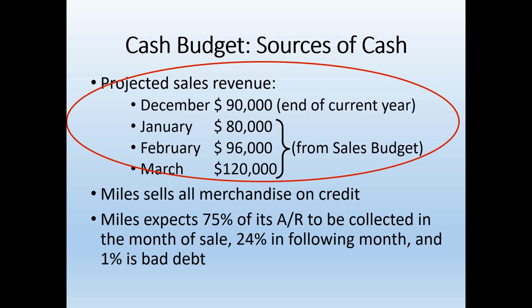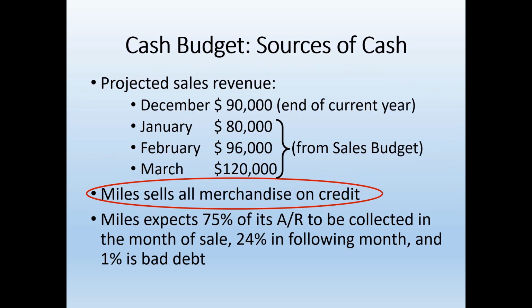And Miles Manufacturing expects that they will have sales revenue of $90,000 at the end of December of the previous year. In addition, we need to know the terms under which Miles sells its merchandise to its customers. In this case, Miles expects to sell all of its merchandise on credit. It wouldn't have to be that way if the firm expected that it had some cash sales. It could estimate that as well. That would simply mean that the cash from cash sales would arrive sooner.